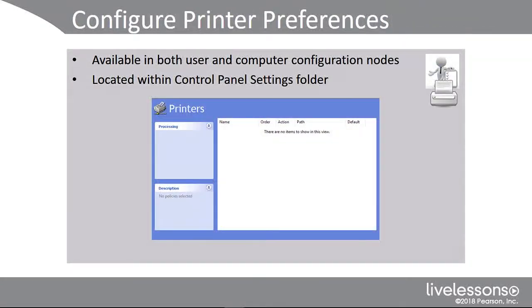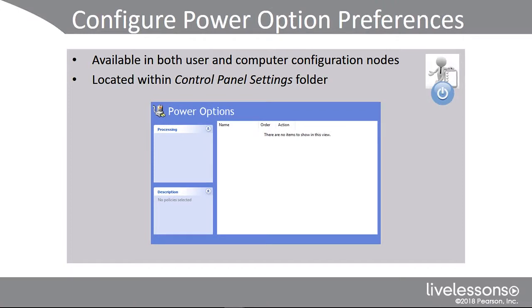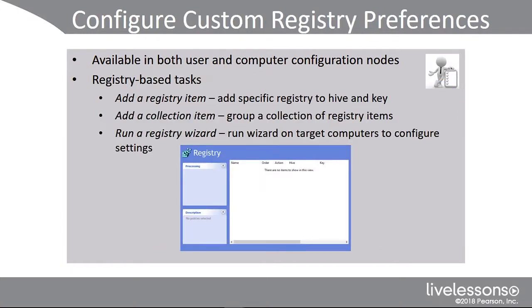And I pulled out a few of these so you'll have an idea of what to expect when you get in there. Our first one is printer preferences. It's available in both the user and computer configuration node, and it's available within the control panel settings folder. And we have a ton of options within the control panel settings, as we're going to see shortly. Another one is the power options. This is also available under both user and computer configuration nodes, and you'll also find this one underneath the control panel settings. And our third one is custom registry preferences.